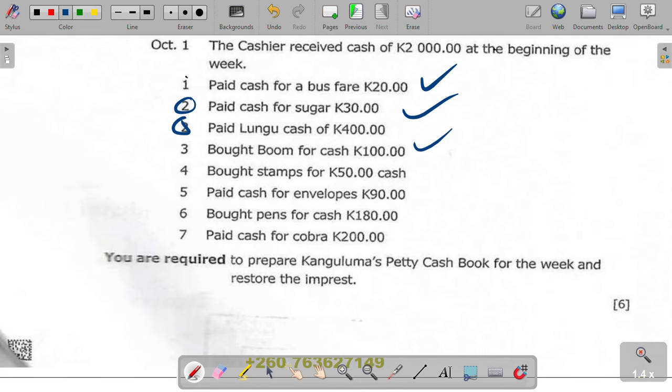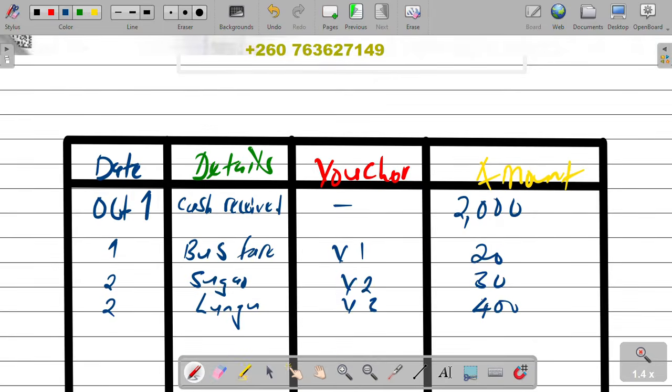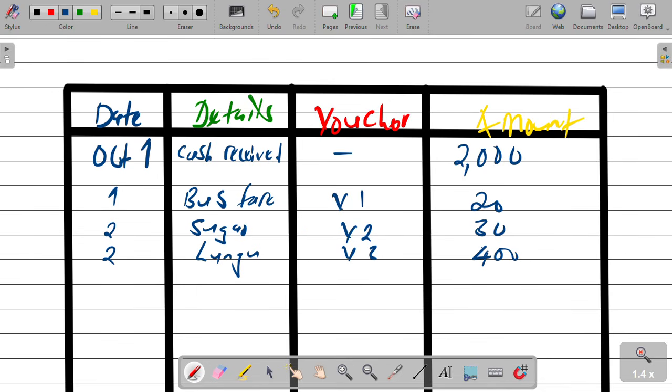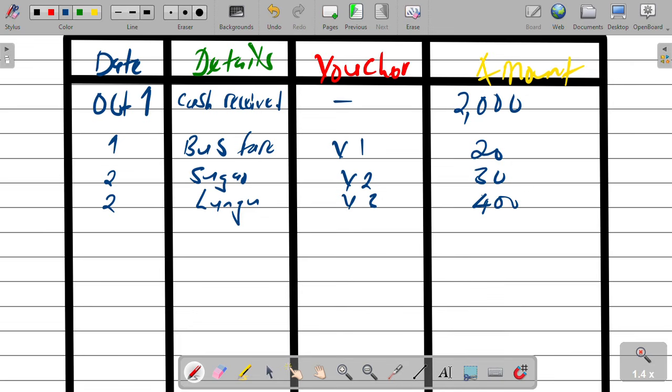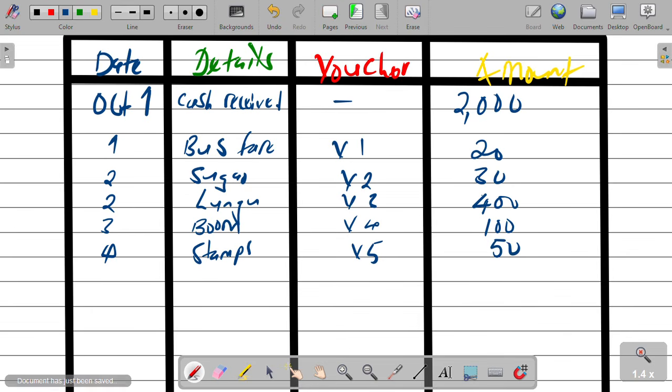On the 3rd, boom, V4. How much was boom? 100 kwacha. On the 4th, stamps. What was the amount? 50.